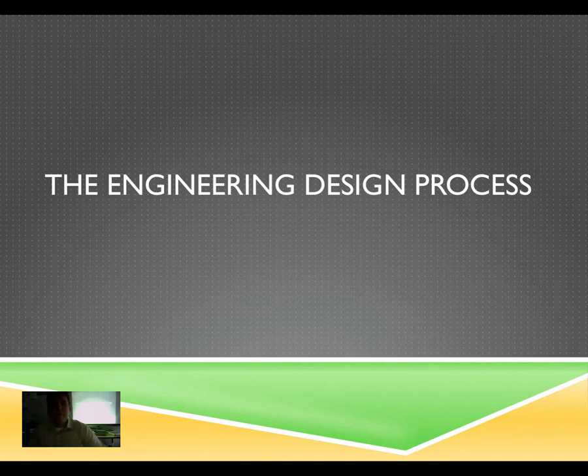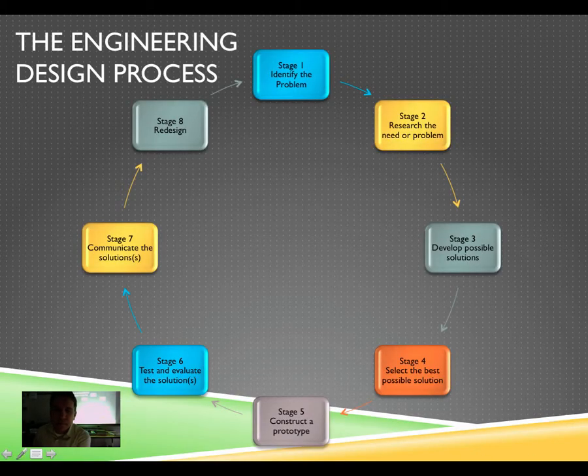So, like I said earlier, the engineering design process is just sort of a step-by-step formula or plan on how people tackle engineering, basically taking a problem and improving it through design. Starting here, phase one is just to really identify the problem.